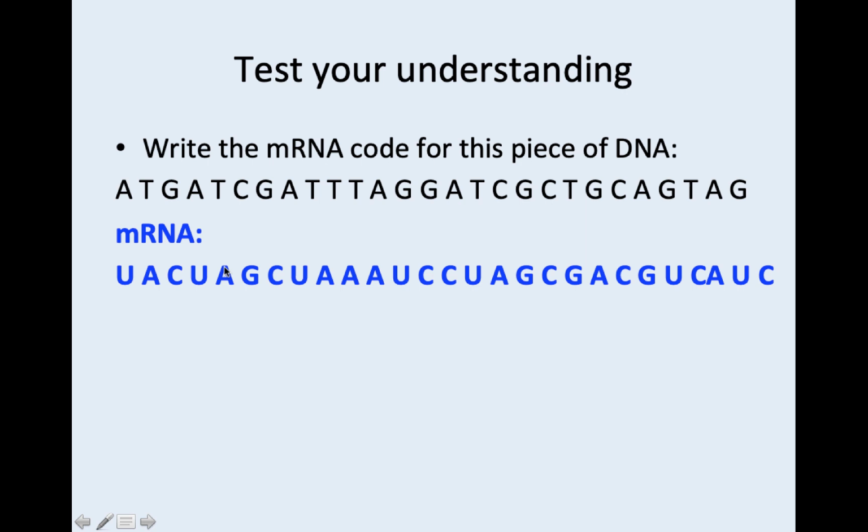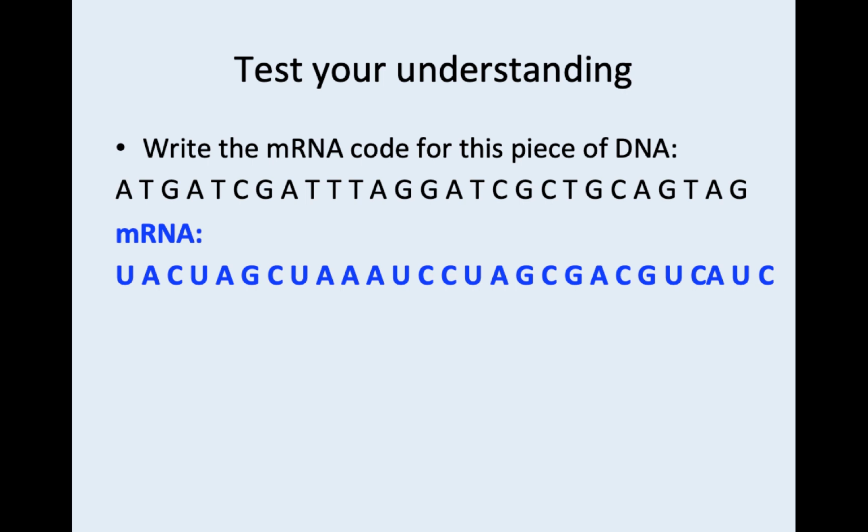So remember, if this was DNA replication, where we were making more DNA, we would put a thymine instead of a uracil. But we're making messenger RNA, and the difference between DNA and RNA is that RNA has uracil in it.